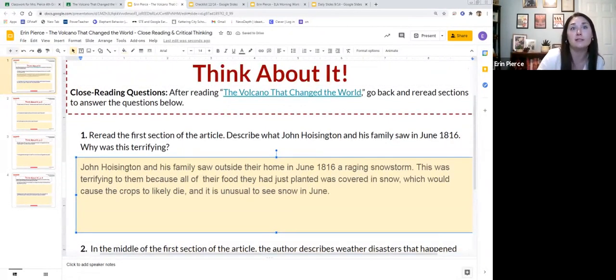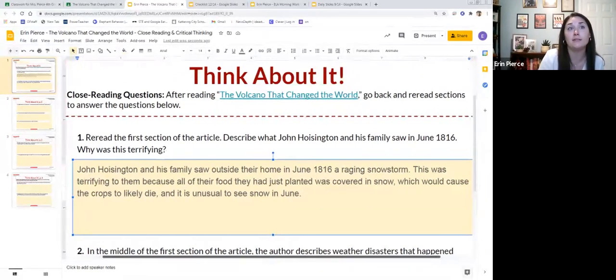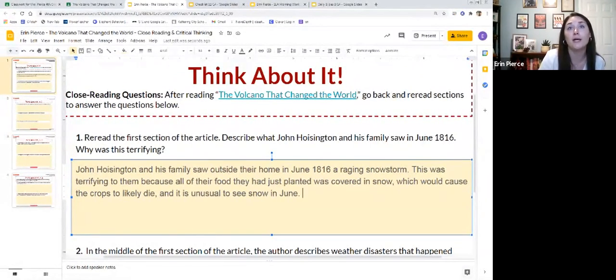So I have 2 sentences that you guys helped me create with text evidence, and I used part of the question in my answer. Describe what John Hossington and his family saw in June 1816. Why was this terrifying? John Hossington and his family saw outside their home in June 1816 a raging snowstorm. This was terrifying to them because all of their food they had just planted was covered in snow, which would cause the crops to likely die, and it was unusual to see snow in June. Something along those lines.